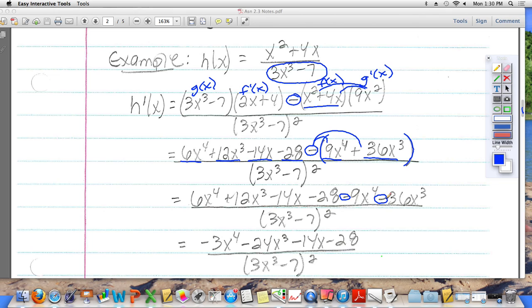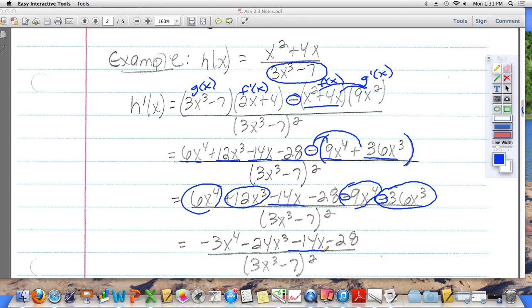And then you collect like terms. Add together your 4th power. So you have a 6x to the 4th power and a minus 9x to the 4th power, giving you negative 3x to the 4th power. Add together your cubes. You have a 12x cubed and a negative 36x cubed. That gets you negative 24x cubed. We have a negative 14x, and that's it. So it stays a negative 14x. And then we have our minus 28 at the end.